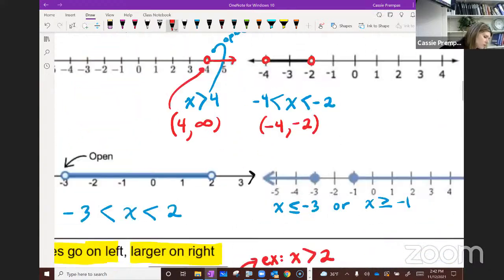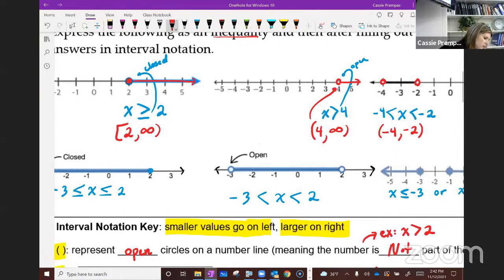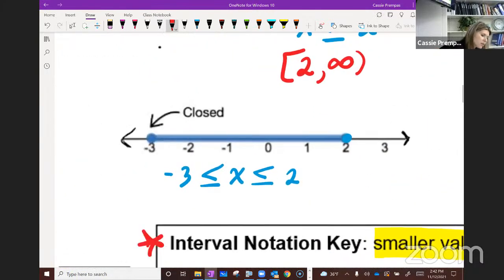Okay, let's do 3 more. So if I look at the next one, what is the smallest value that x can start with here? -3, and would I put a bracket around it or a parentheses? Bracket. It means that -3 is a solution. And the values go up to, where do they stop? 2. Would I put a bracket around that or parentheses? Bracket, because it's a closed circle, meaning 2 is a solution.